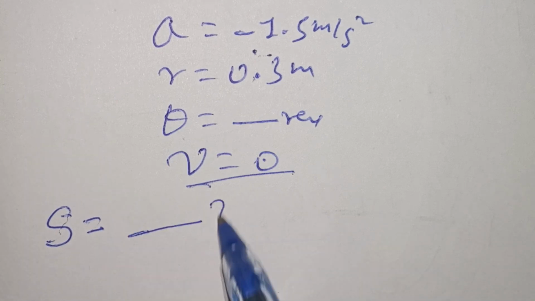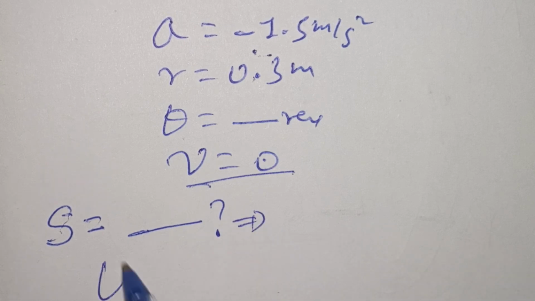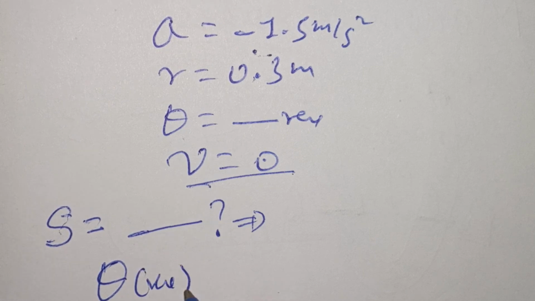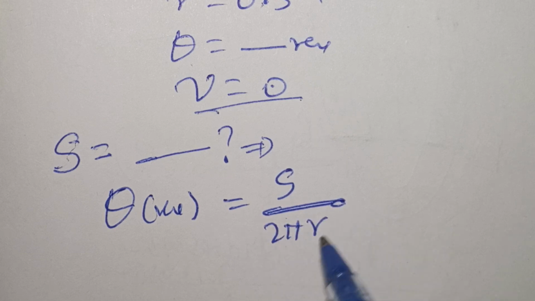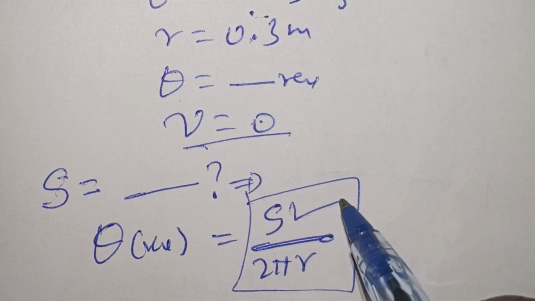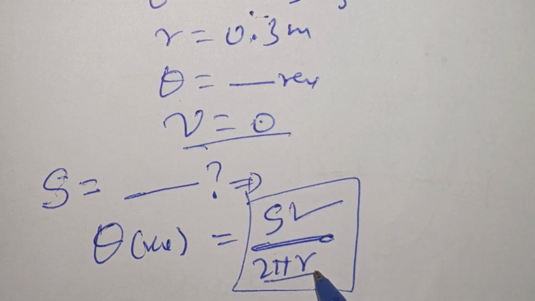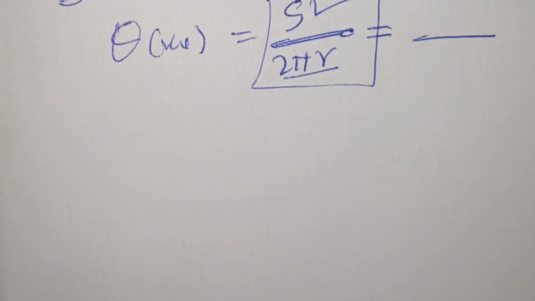So after we get the displacement, or the stopping distance of the car, then we can find theta in revolutions by dividing the distance by the circumference of each tire, which is 2 pi times r. So when we first get this number and divide it by the circumference of the tire, we get the revolutions made by each tire of the car before it comes to rest.